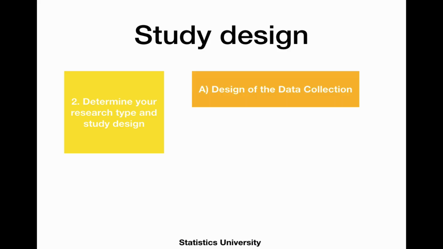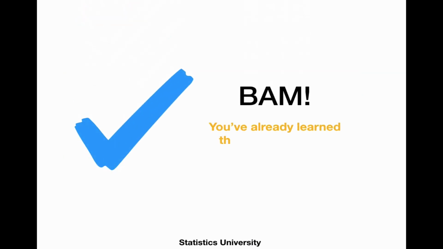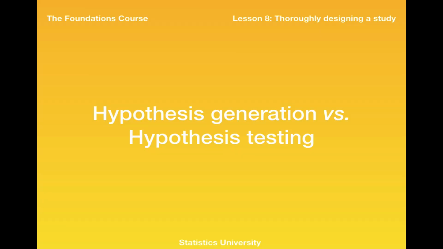The study design itself can be subdivided into two parts: the design of the data collection and the design of the data analysis. We will explore these parts in detail in the upcoming parts of this lesson, but I just want to tell you that these are already some of the most important facts to know about study design. One more thing to keep in mind, though, is that performing a study can be done for several reasons, and I think it's important to state the reason of performing your study very clearly.